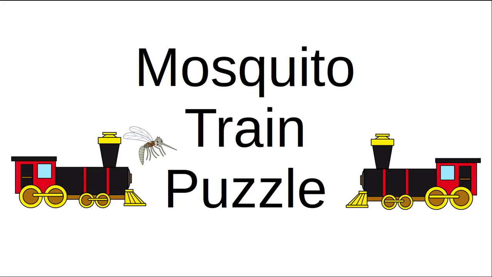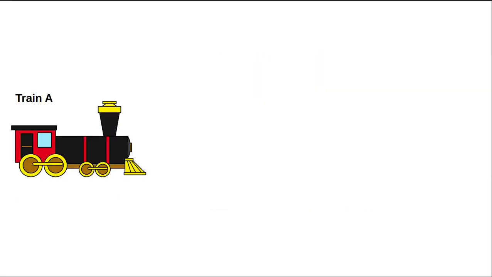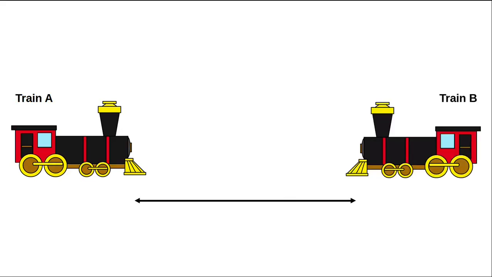In this video, we will describe a simple puzzle involving a mosquito and two trains. Suppose two trains A and B, initially 100 kilometers apart, are facing each other. Train A on the left is moving right with the speed of 35 kilometers per hour, whereas train B on the right is moving left with the speed of 15 kilometers per hour.